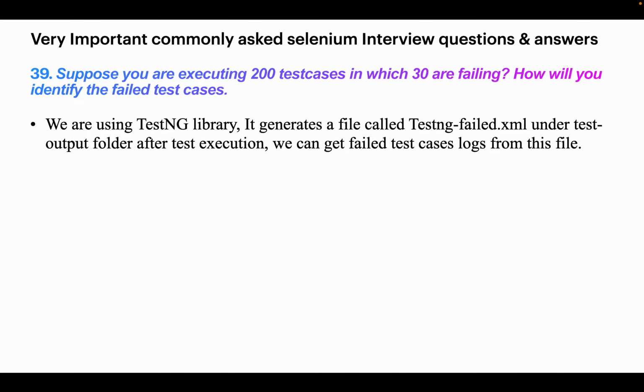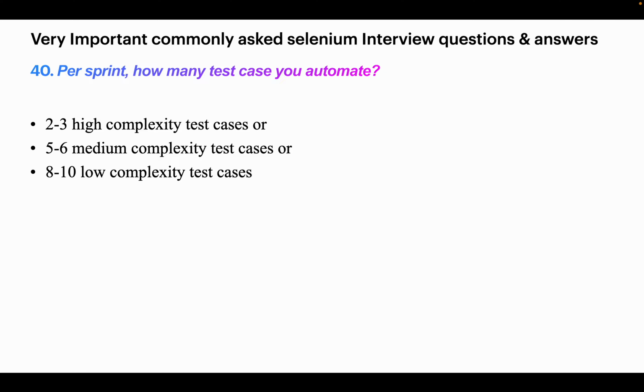Suppose you have 200 test cases, of which 30 are failing. How will you identify the failed test cases? If you are using the TestNG library, after test execution a testng-failed.xml file gets generated. We can see the testng-failed.xml file under the test-output folder. This is also asked in many interviews. Just click on that XML file and you can see which test cases failed.